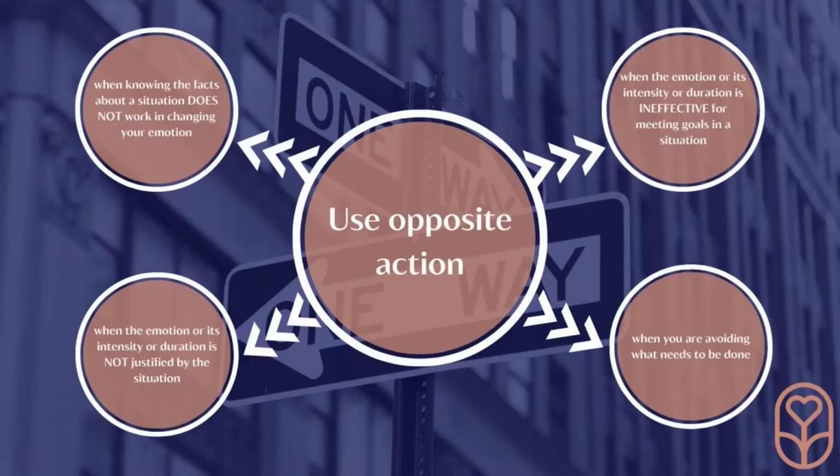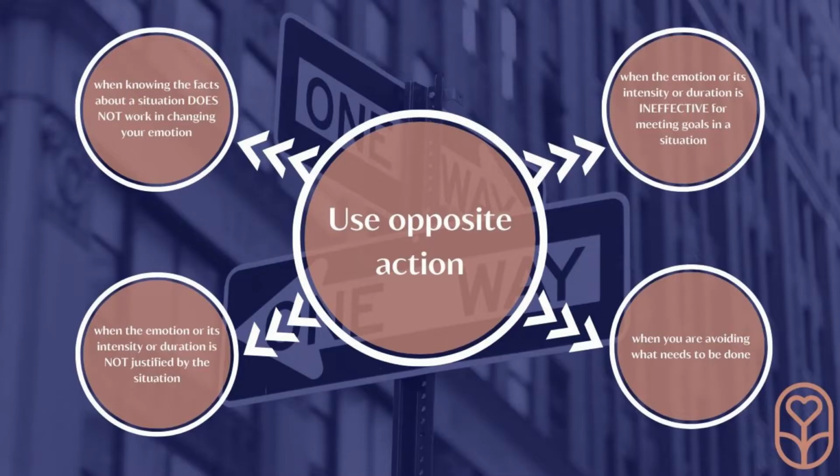Opposite action works best when the emotion or its intensity or duration is not justified by the situation. When your emotion, strength, or the length of time it lasts is not justified by the situation, opposite action can be effective. Problem solving is needed when the emotion is justified by the situation.